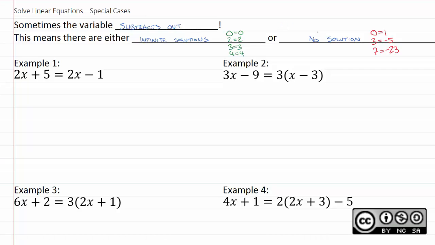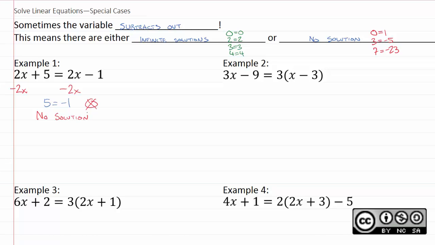So let's begin with example 1 here. With example 1, I'm going to subtract 2x from both sides. And we see here that we get 5 equals negative 1. And this is a case of the second example. We call this a contradiction. A contradiction is a statement that is never ever true. In this case, we say this has no solution.